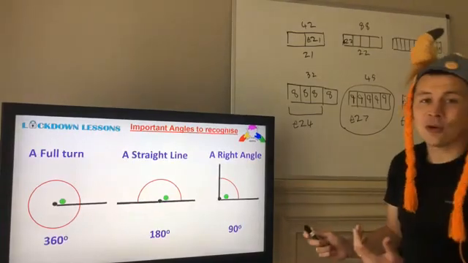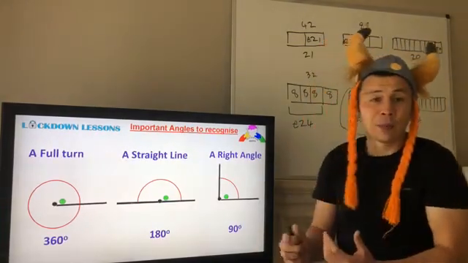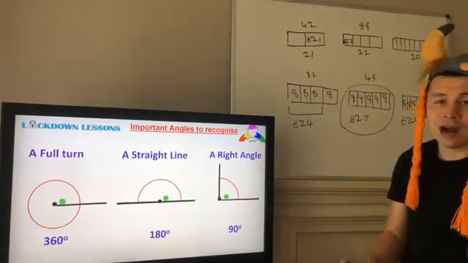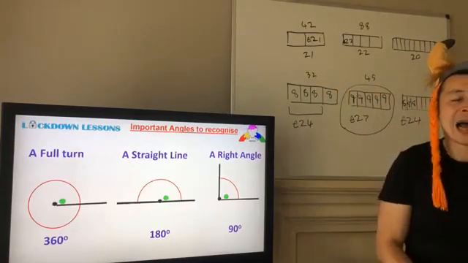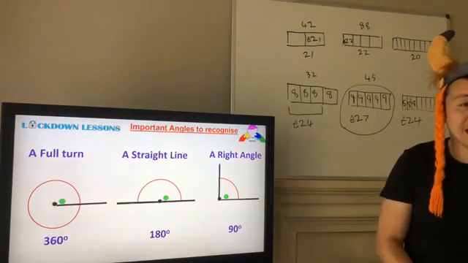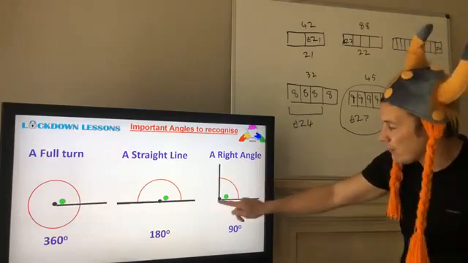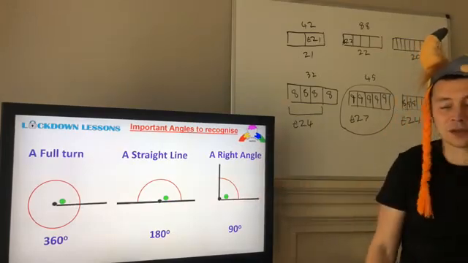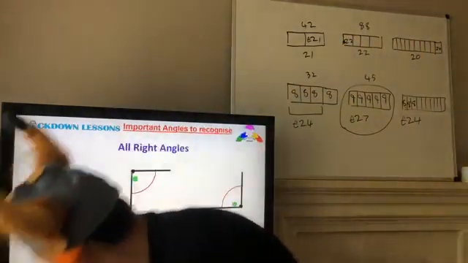So we're going to play a game called Guess the Angle now. I'm going to put some different angles on the board and I want you to type in the chat how big you think each angle is. Okay, compare it to 90, compare it to these ones. Okay, so off we go.